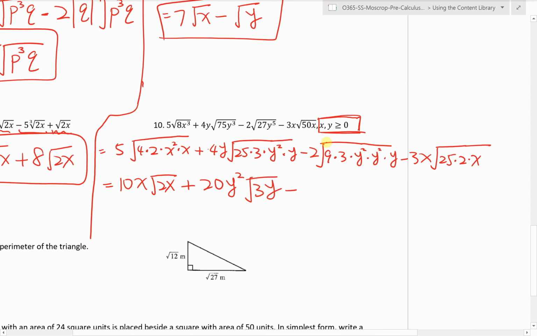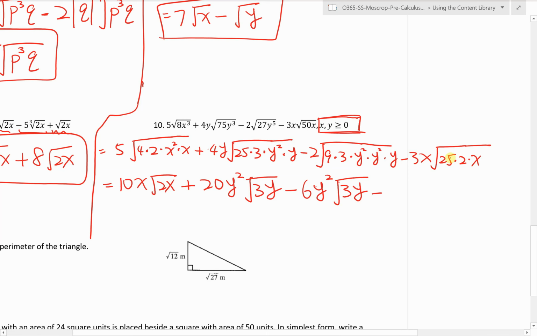Minus square root of 9 is 3. 3 times 2 is 6. We have y squared twice, so when we square root those out, we actually end up with y squared here. We still have the 3 left and the y there. Okay, so that's still there.